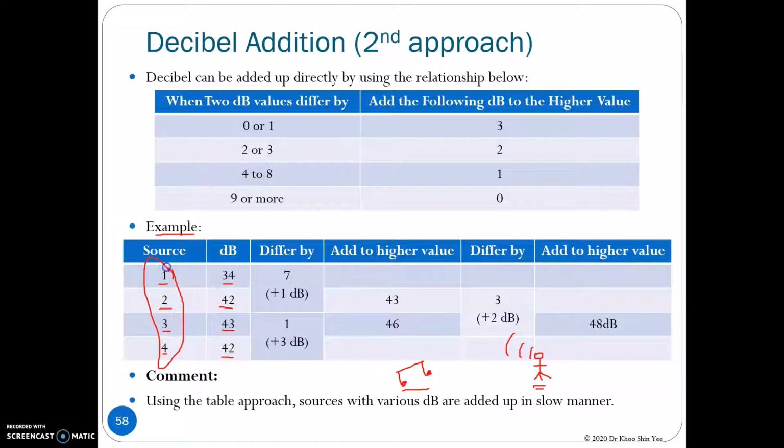How about if all the sources are playing together at this location? In this case, we cannot add it directly because dB is a non-linear scale. So this is incorrect. We have learned the table approach in order to find the total dB. So this is the sound level that you are listening to when all the music instruments are playing together.